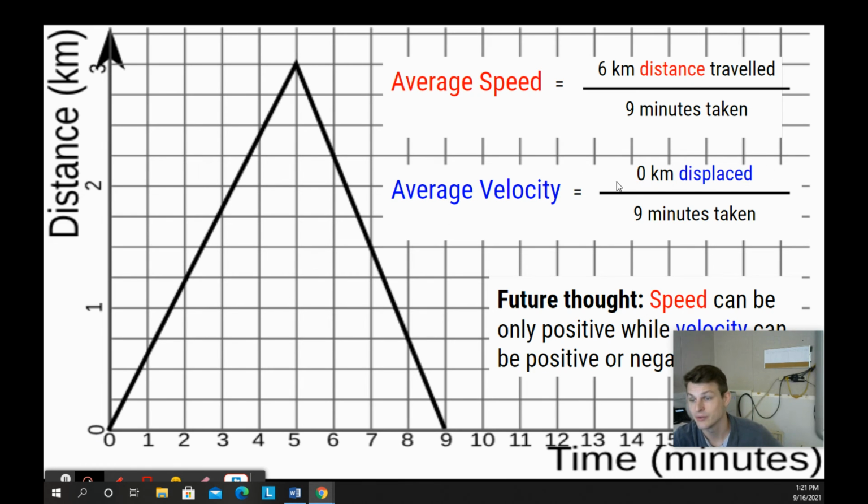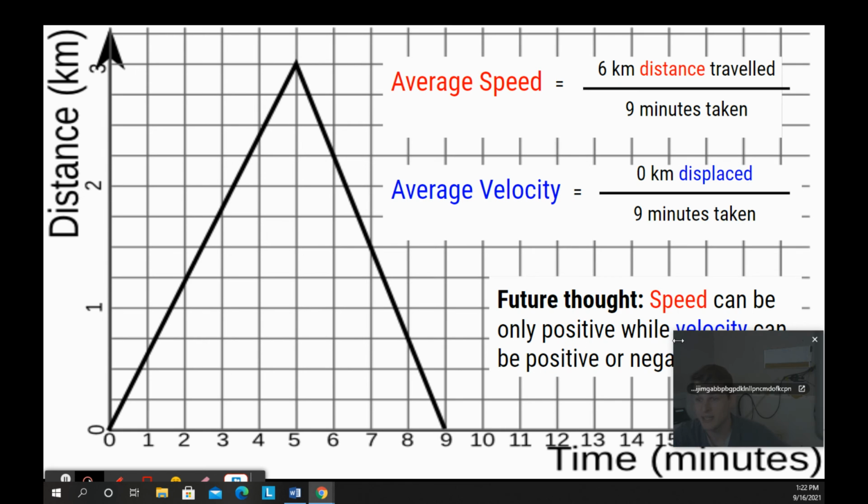Your displacement is 0. You ended up in the same place you started. So your velocity would be 0 kilometers per minute. Okay? Speed is not the same. You walked 3 kilometers and an additional 3 kilometers. You walked 6 kilometers in 9 minutes. So you would have 2/3 kilometer per minute, or 0.66 kilometers per minute. So you can see how those are different as well.